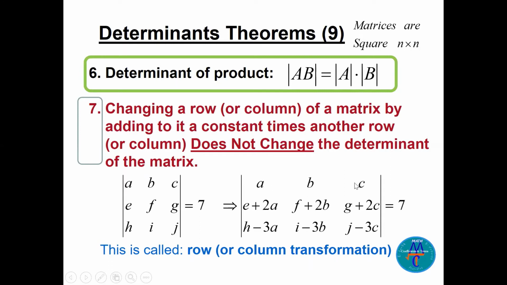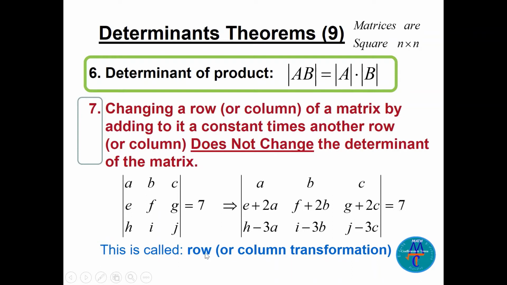So it will be A, B, C will stay there, E plus 2A, F plus 2B, G plus 2C does not change the value of the determinant. Also, if I multiply row 1 or any other row by any number, positive or negative, and then add it to another row, so I will say here H minus 3A. So the constant here is minus. Here the constant is plus, but it's all adding. This is like H plus minus 3A, I minus 3B, J minus 3C. Does not change the value of the determinant. It will be 7 again.